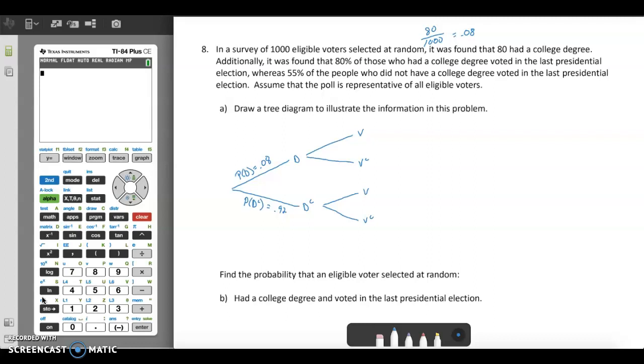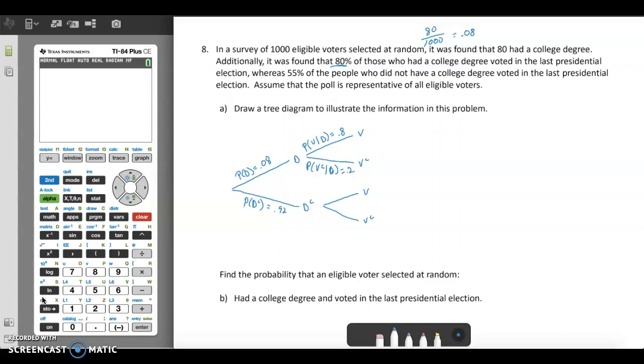It says that 80% of those who had a college degree voted in the last presidential election. So let's stop there. That is this uppermost branch, the probability that someone voted, given that we already know that they have a degree, right? They had a degree, and now we found out that they voted. So that's 80% or 0.8, which means that the probability that someone did not vote, given that they had a degree, must be 0.2. The complement of that.